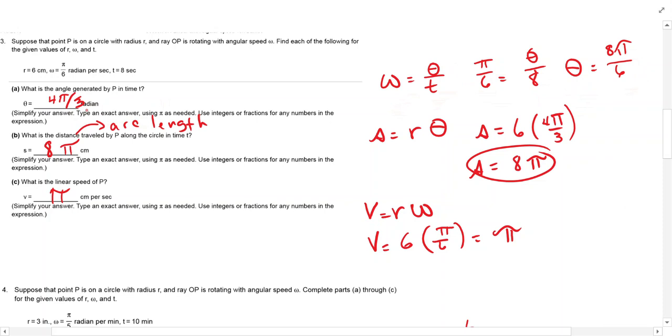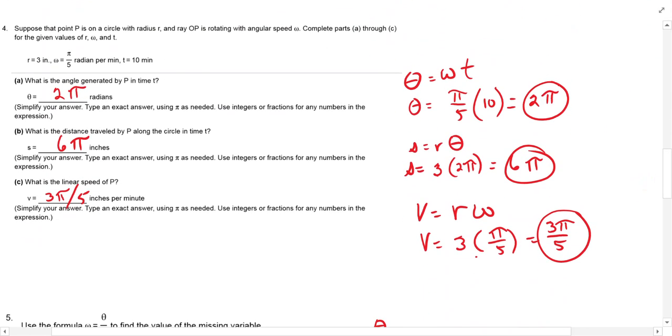So that's the theta. What is the distance traveled along the circle? That's arc length. So S is r theta. So that's 6 times 4 pi over 3, because we just solved for that. That gives us 24 over 3. That's 8 pi. What's the linear speed? V is rw. So r is 6. W is pi over 6. And so that just turns out to be pi.